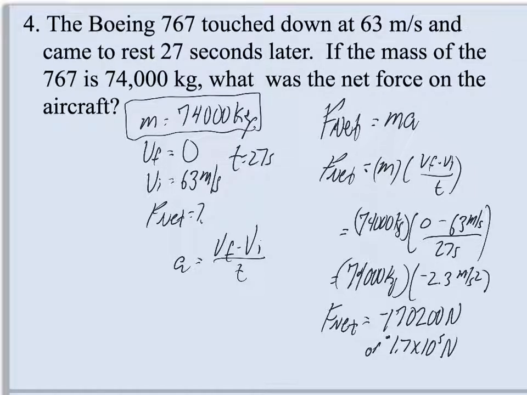And we see that the acceleration is negative, which should make sense because the object's slowing down. It has a positive velocity, and it's going to have a negative acceleration in this case. So there's our answer.